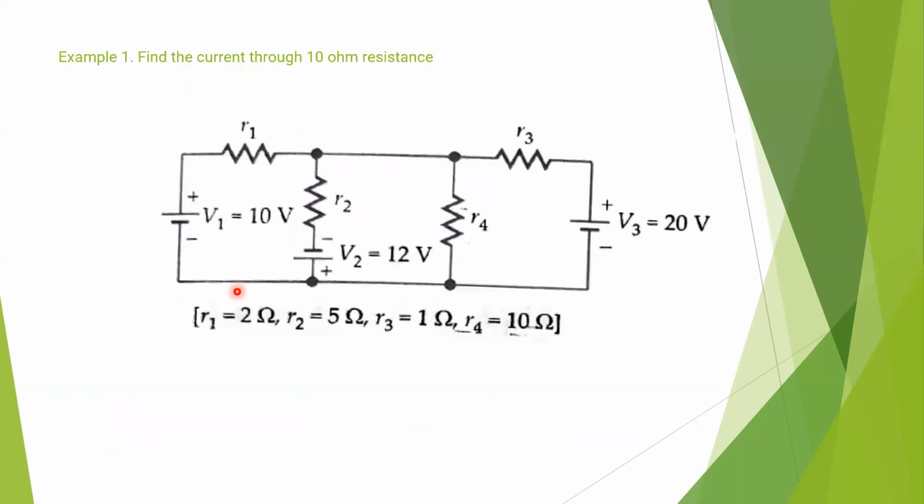So here is the first example of Thevenin's theorem when we consider only DC. Here the circuit is given. You have to find the current through the 10 ohm resistance. Here R1 is 2 ohm, R2 is 5 ohm, R3 is 1 ohm, and R4 is 10 ohm, this resistance. This is now my load resistance.